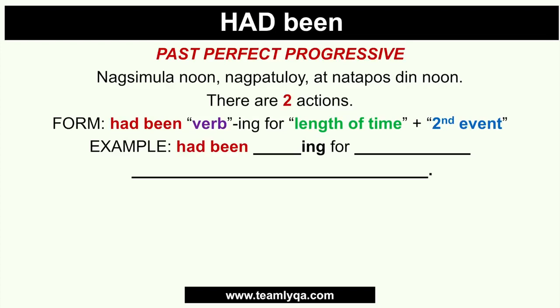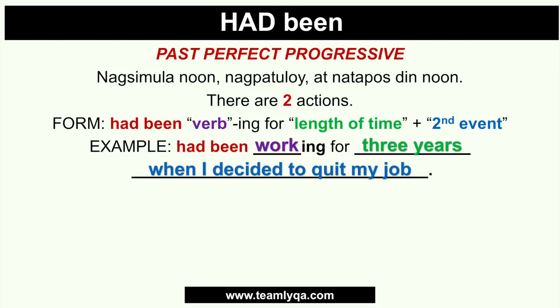May isa pang line na kasunod. Yun yung second event. So, kung bubuin ko siya: subject plus had been working for, and then we put a length of time, parang kanina lang. So, you put 3 years. So, had been working for 3 years. And then you have a second event, which is when I decided to quit my job. So, again, as you can see, may nangyayari in the past, nagsimula in the past, nagpatuloy, pero nag-quit na siya. So, natapos siya after 3 years.